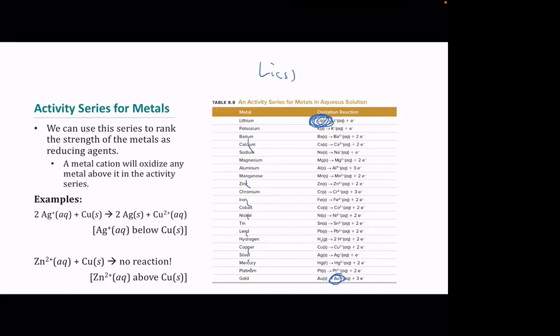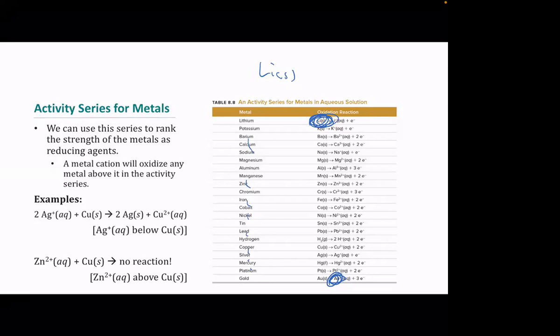You understand why I'm confusing myself? Because if people use reduction tables more prevalently, then an activity series is the exact opposite. It's basically an oxidation table. And people don't use these once you get into advanced chemistry. Everything's reduction tables. So effectively it's an oxidation table. The one highest on the left is the most likely to be oxidized. The one lowest on the right is the most likely to be reduced because it's the best oxidizing agent. And this is the best reducing agent.